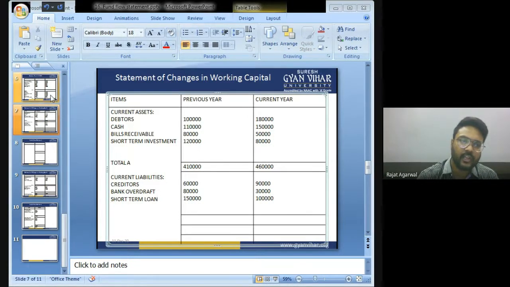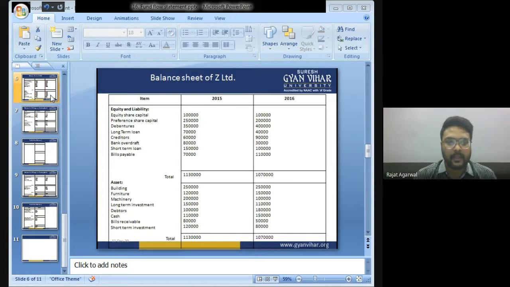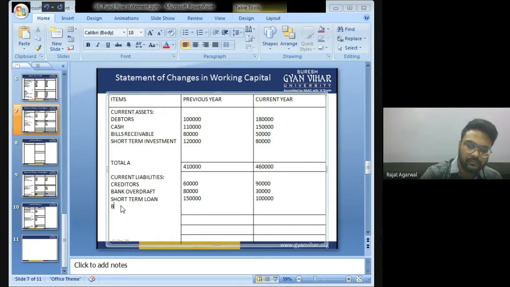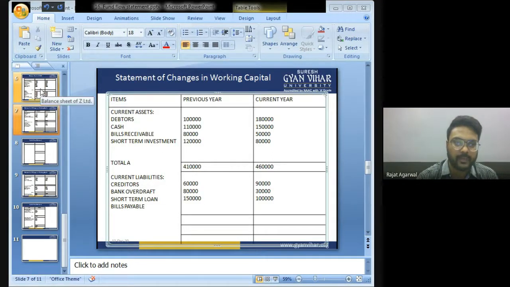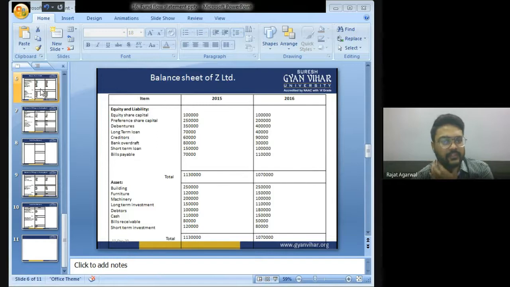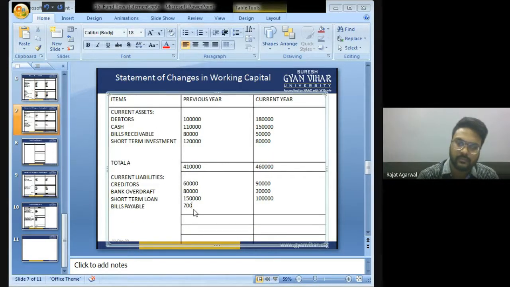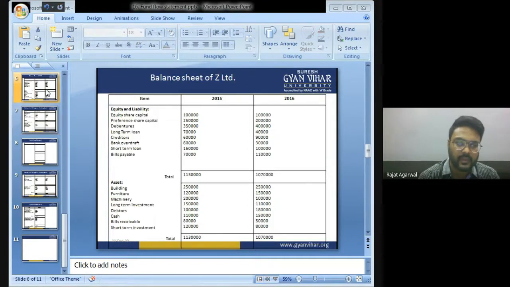Then after short-term loan, bills payable. How much is bills payable? 70,000 and 1 lakh 10,000. Any other current liability? No, sir. No other current liability.